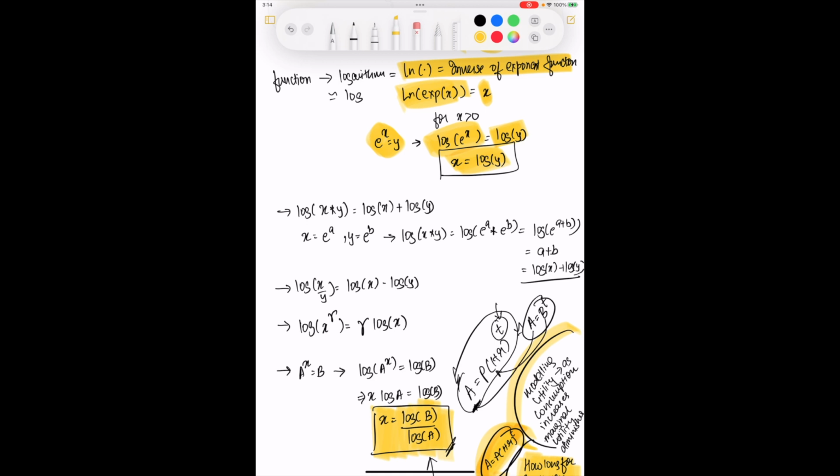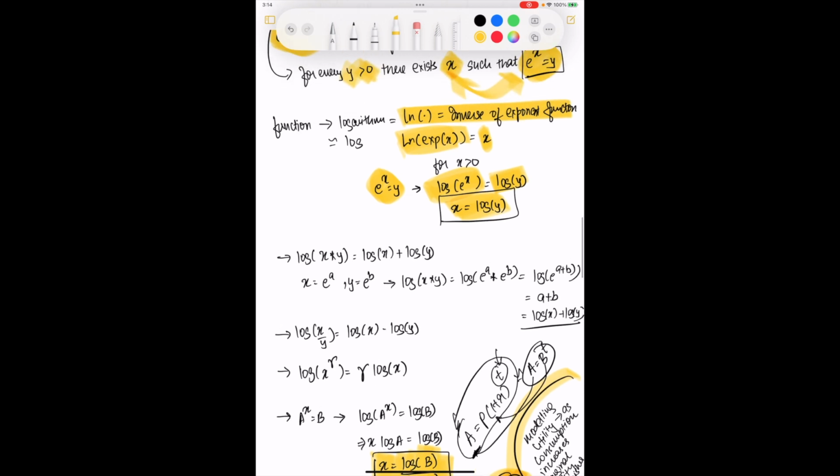Okay, so let's look at some of these properties of logarithm. Log of x times y is log of x plus log of y. Log of x divided by y is log of x minus log of y. Again, this can be derived through the exponent connection, meaning every x can be written as e raised to a unique number a. Y can be written as e raised to a unique number b.